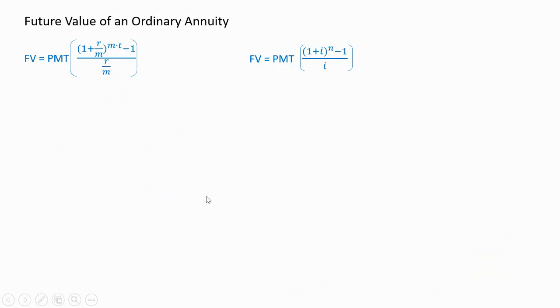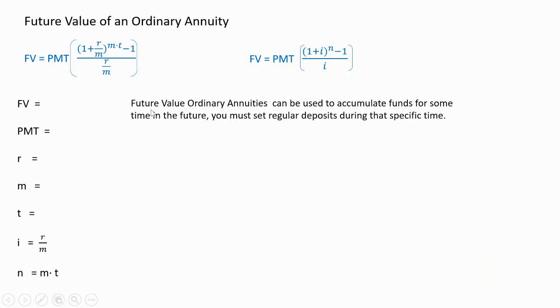Now comes 5.3, future value of an ordinary annuity. If you notice, now you have a different formula from before. And again, the I replaces the R divided by M, and the M replaces the M times T. So here, guys, future value ordinary annuities can be used to accumulate funds for some time in the future. You must set regular deposits during the specific time.